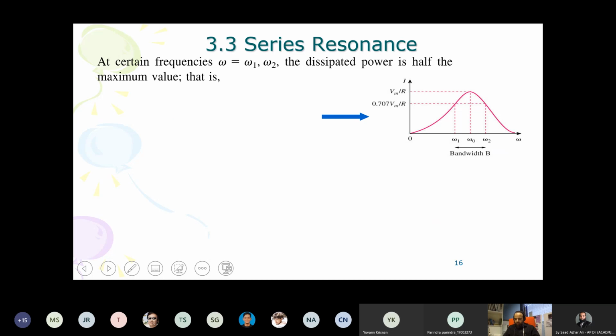Okay. So now what are those particular frequencies that I just mentioned, omega naught and omega 1 and all? You can see that at omega naught, it is the maximum power. But we would like, of course, to have this power to be at the optimal level, but this is not always possible.